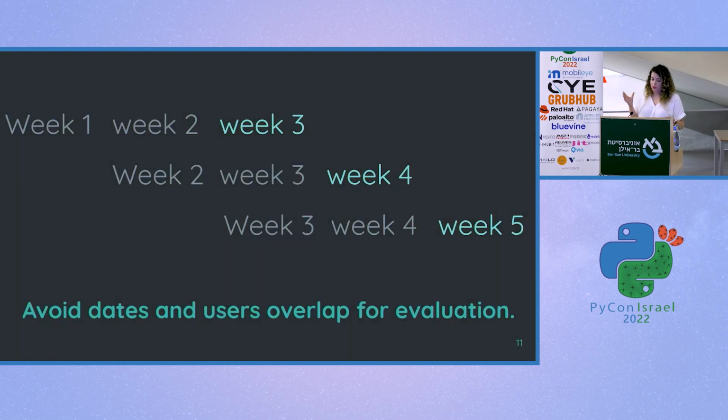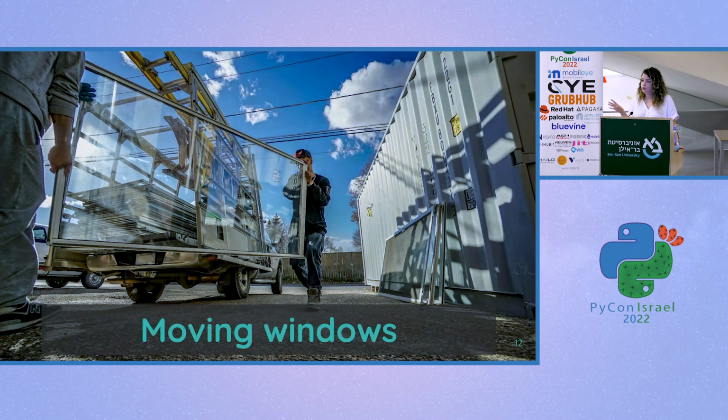So what we want to do is take the data of the past, like the first 2 weeks, in order to predict the third, and then take the 2 weeks after that in order to predict the fourth week, and so on. But in order to evaluate our model, we need to avoid dates and user overlapping in the evaluation. So in order to do that, we're going to use moving windows.